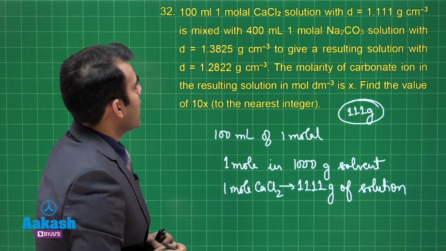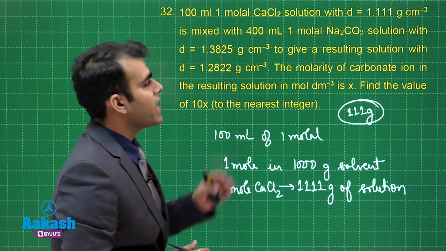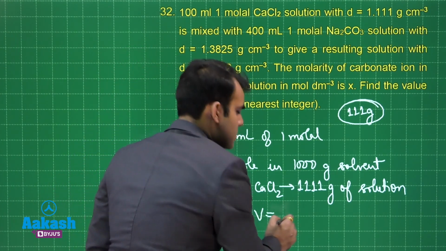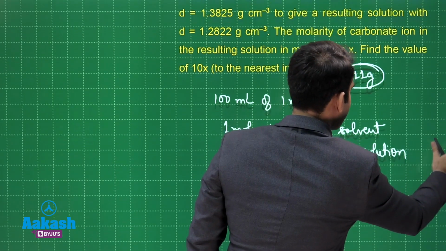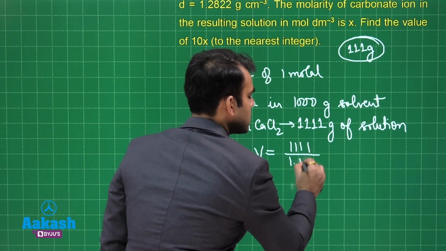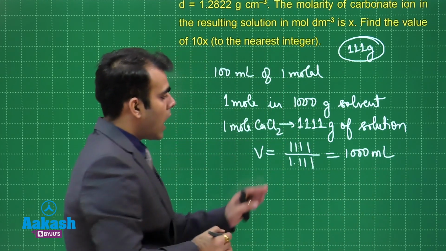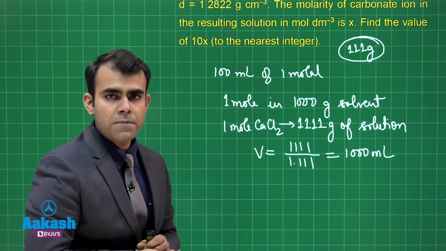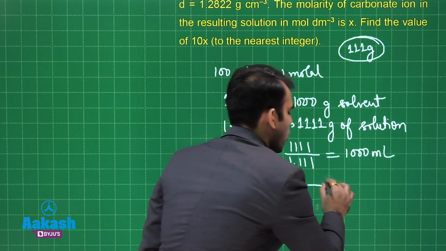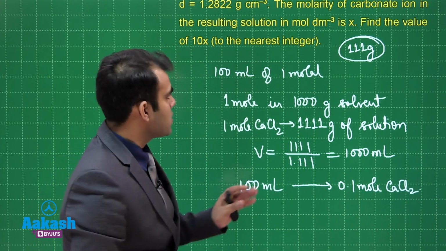Now here we are having 100 ml of the solution. You can see the density is 1.111. Mass of solution is this. So from there I can calculate the volume of this 1111 gram solution. So volume is mass divided by density, and that is 1000 ml. Now 1000 ml of the solution is having 1 mole, but I am having only 100 ml. So I can say one thing, that my 100 ml contains only 0.1 mole calcium chloride. Okay, so this is the first part.